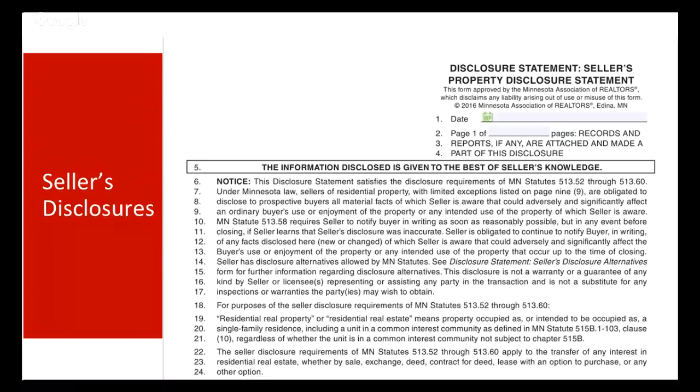State law requires the seller to notify the buyer in writing as soon as reasonably possible if in any event before closing, the seller learns that the disclosure was inaccurate. Let me give you an example of this.